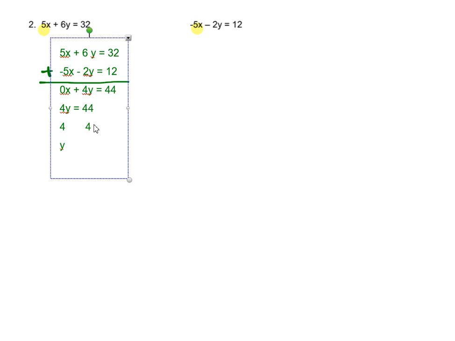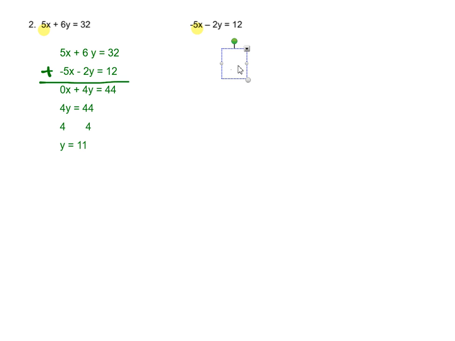And I'm going to get y is equal to 11. I can now take that y equals 11, I can sub it into one of the other equations, and I will wind up getting a solution. So let's sub it into this first equation here.